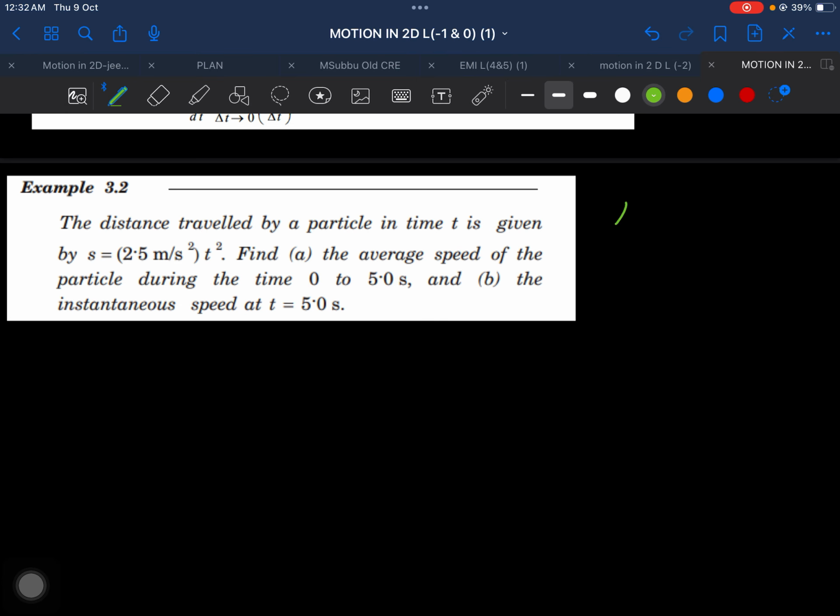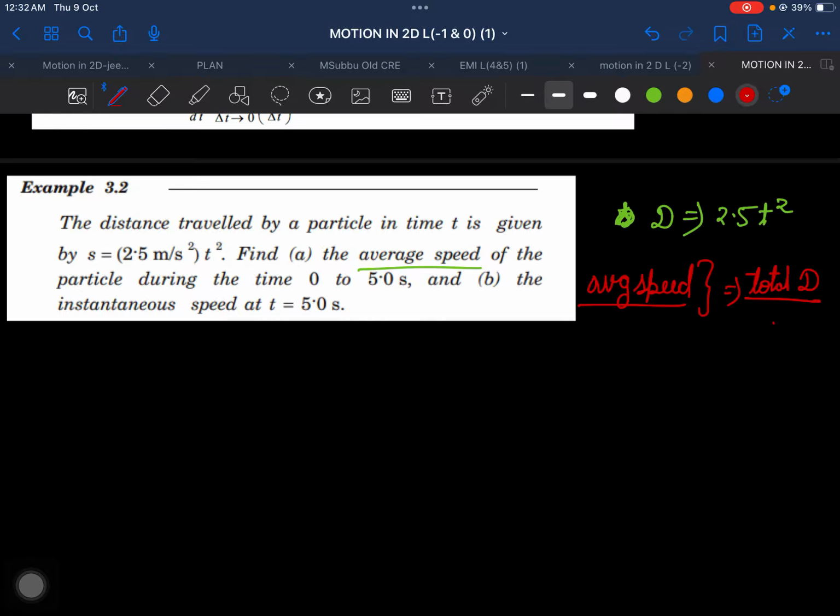So very simple. So this is distance, right? Let me write it with d, because we are denoting distance with d, right? So 2.5 t square. I hope this thing is clear. So average speed you have to find. What is the formula of average speed? What we have discussed: whenever you have to find the average kind of thing, then you have to go with the total, right? Average speed is total distance covered upon total time taken. That's it, right? So what is the total distance covered from 0 to 5 seconds?